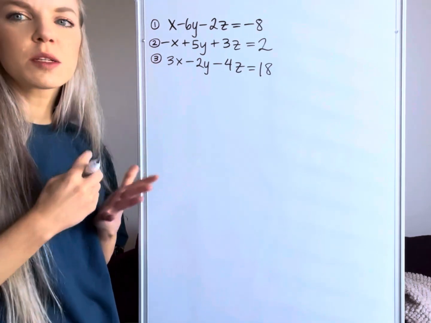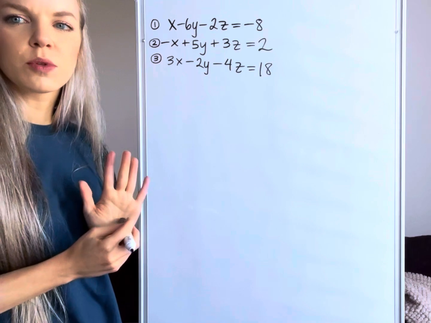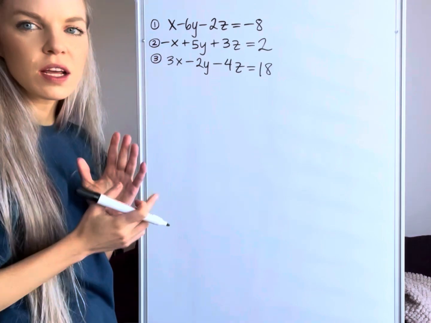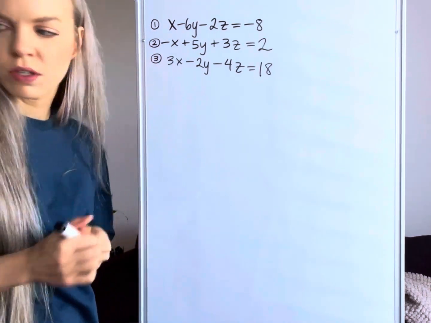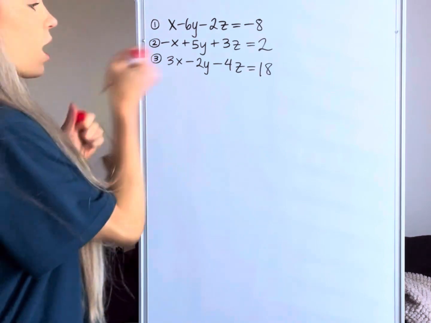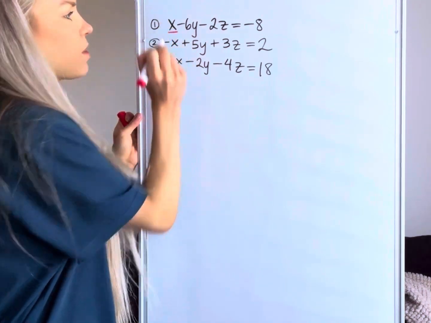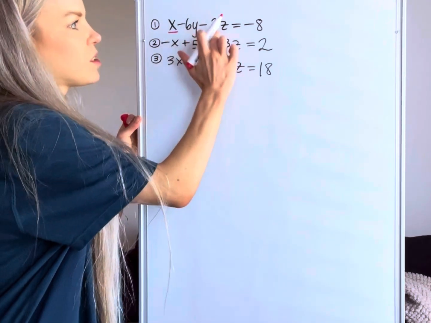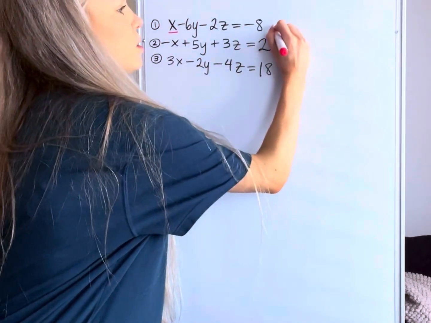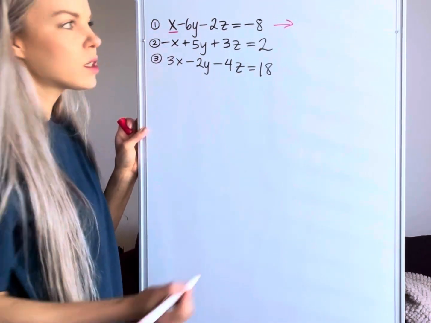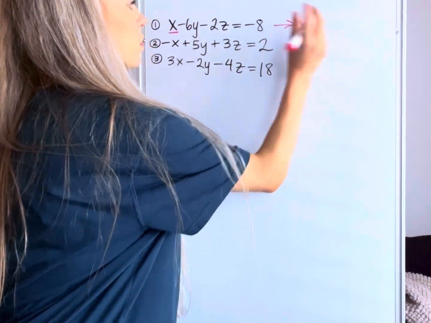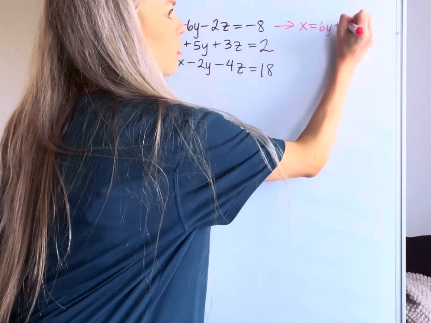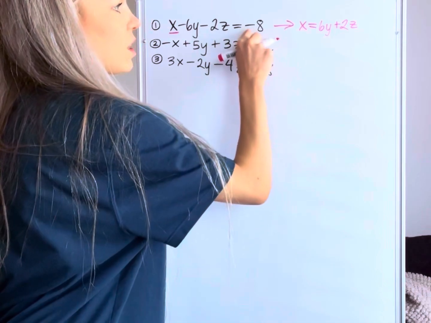Your first step is to pick an equation and then pick a variable to solve for. Look for variables that have a 1 in front of it. It's easiest to solve for those. So I'm going to pick equation 1, and I'm going to pick the variable x because I'm not going to have a number to divide by. All I have to do is move these other terms to the other side. And so my new first equation would be x equals positive 6y plus 2z, just switching those signs, and then the minus 8.